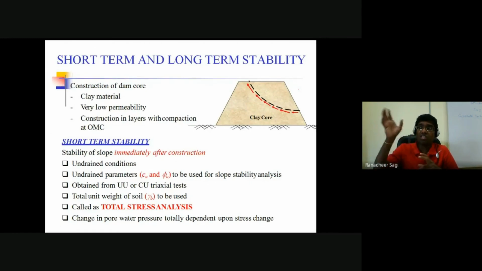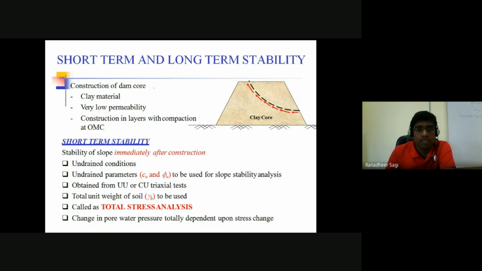If it is a long-term analysis, in the sense the slope is constructed now, but after 10 years, after 20 years, how is the behavior of this slope going to be? If I want to know that, then I am going to make use of the parameters of the soil which are relevant to the long-term aspect of that slope. So let's quickly understand what the short-term analysis is, and how it is different from the long-term stability analysis.